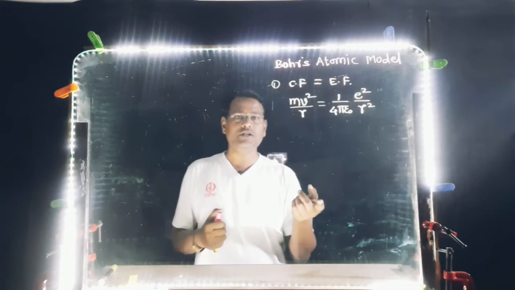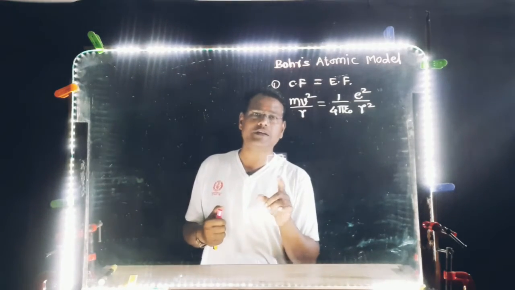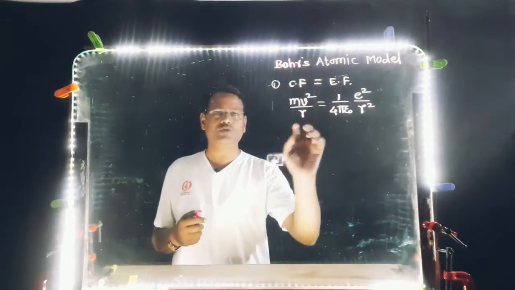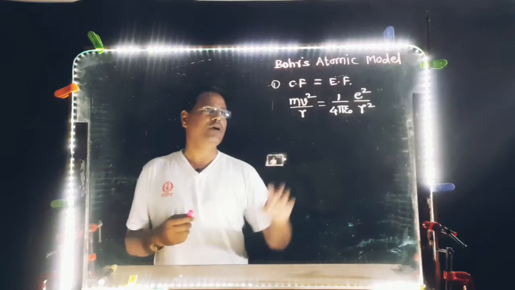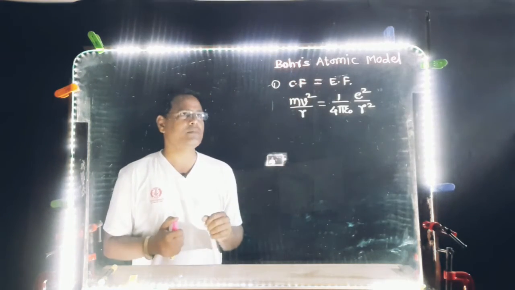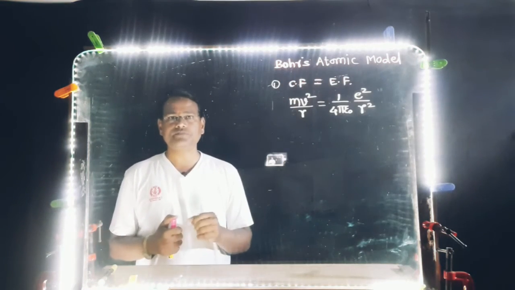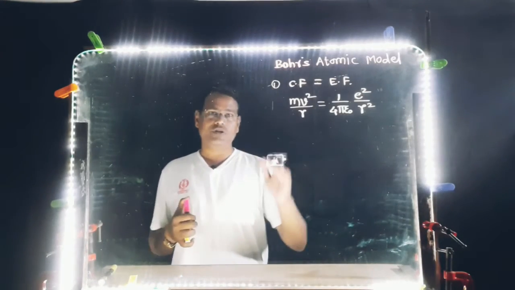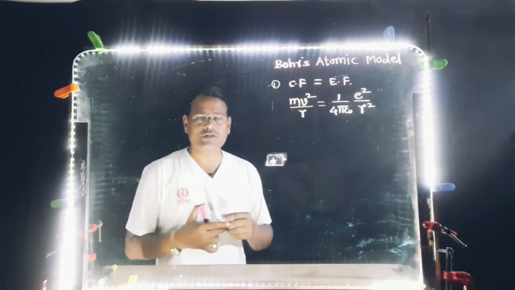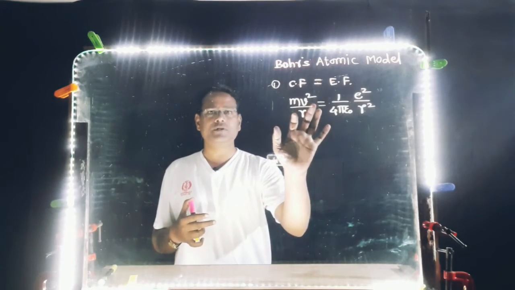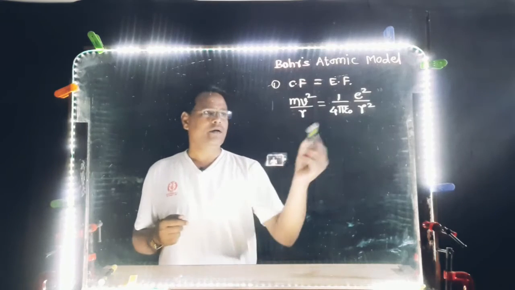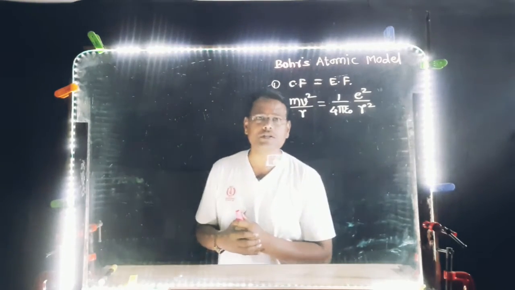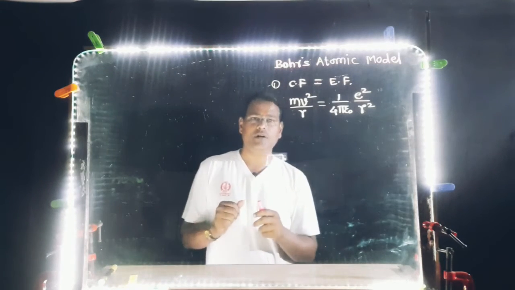Charge on the electron is e, charge on the proton or nucleus is e, its square. Actually the charge on the electron is negative, so here it must be negative, but we just take the magnitude. So this is the first postulate of Bohr's atomic model. Bohr suggests that for the circular motion of the electron around the nucleus, the necessary centripetal force is provided by the electrostatic force of attraction between the positively charged nucleus and the negatively charged electron.